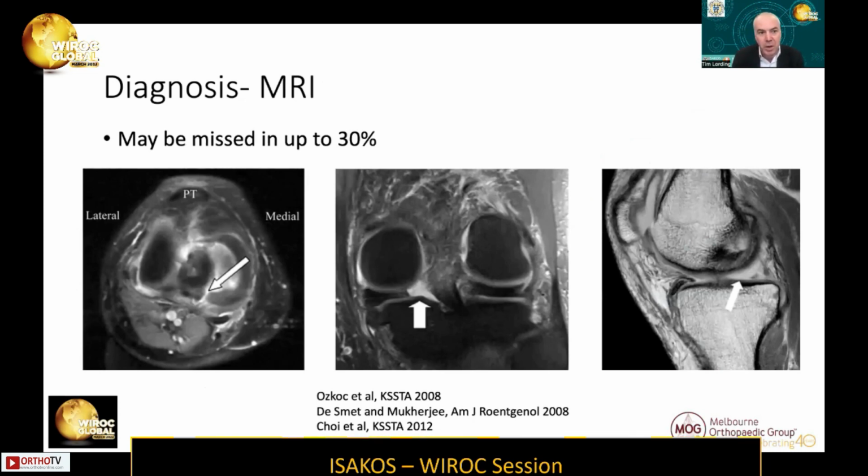Radiological diagnosis is on MRI scan, but these may be missed commonly, reportedly in up to 30% of cases. The common sign to look for is the ghost meniscus sign, and I think now our radiological colleagues are just finding these with much more regularity.